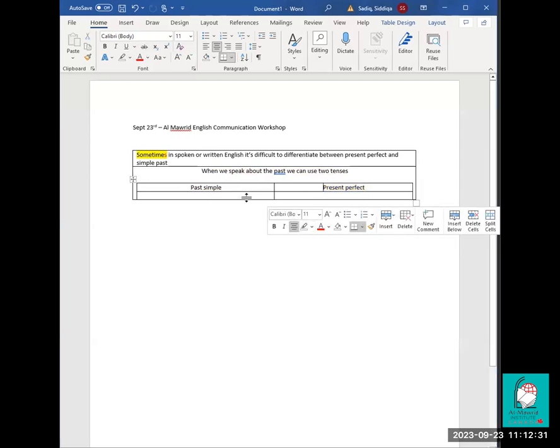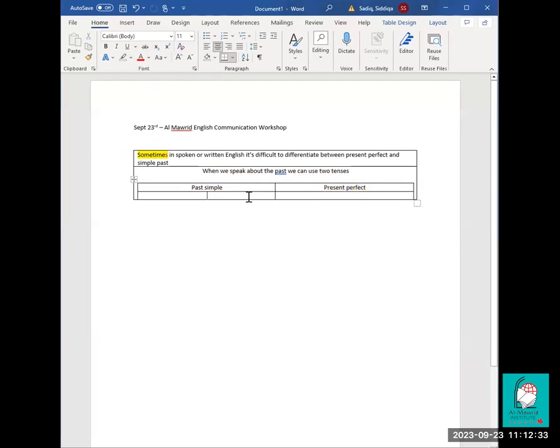When we talk about the simple past, the key difference between the two is the mention of time when something happened, versus no mention of time when something happened. These are the main key differences.